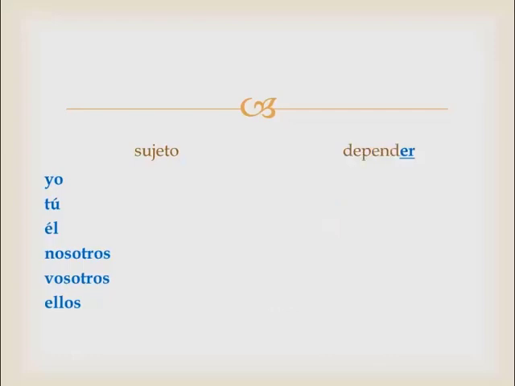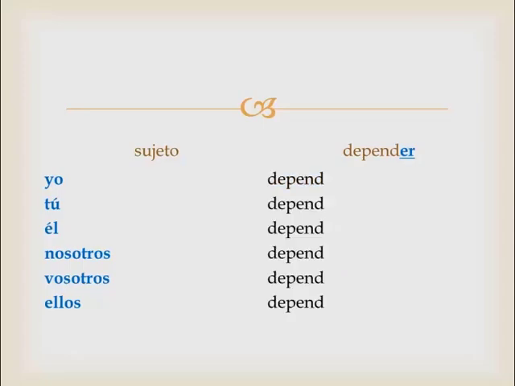Let's look at another example, to depend. We see that the radical stays the same, to depend. I depend in Spanish is going to be yo dependo. Tú dependes. Él depende. Nosotros dependemos. Vosotros dependéis. And ellos dependen. That's the set of endings. It's going to stay the same for each of the ER verbs. And notice that éis has an accent over the E. If it's an ER verb, there'll be an accent on the E on éis, just like the AR verbs had an accent on the A on the áis.